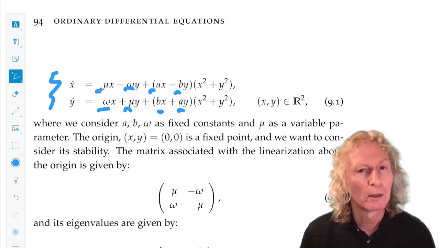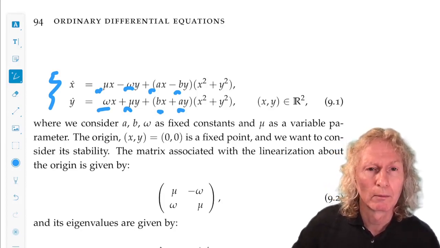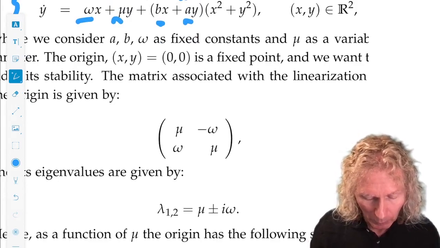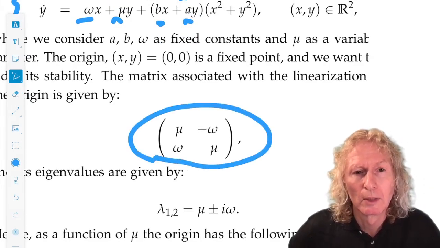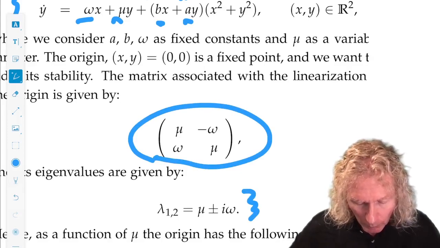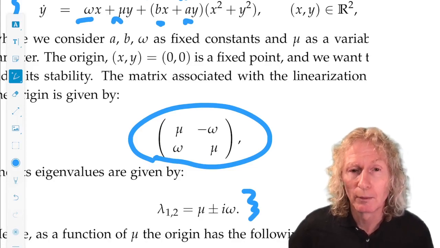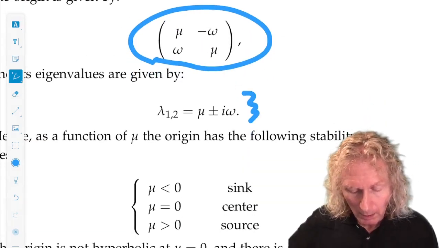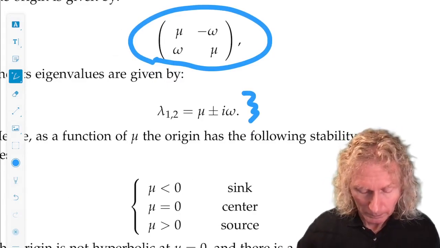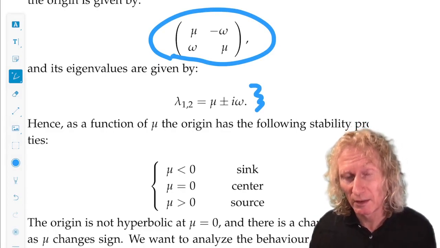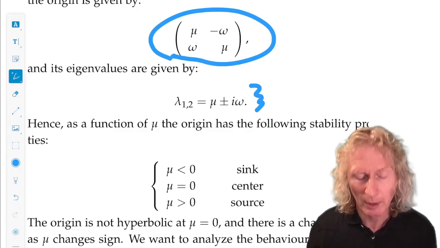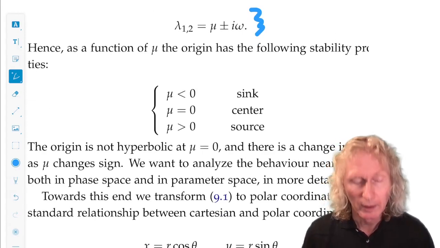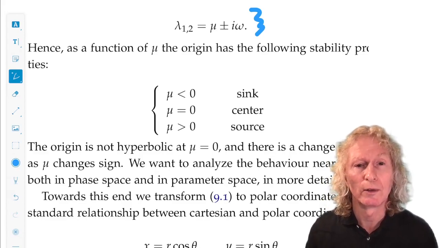So it should be clear that x equal y equals zero, the origin, is an equilibrium point. And if we linearize about it, that's the first step, check its stability, we get this for the Jacobian. The eigenvalues of this are easy to compute, mu plus or minus i omega. So we see that for mu equals zero, the origin is non-hyperbolic, and with eigenvalues plus or minus i omega, it's a center. There's a reason we want omega to be non-zero, but just accept that for the moment. So for mu less than zero, just looking at the eigenvalues, the origin is a sink. For mu greater than zero, it's a source, and for mu equals zero, it's a center.